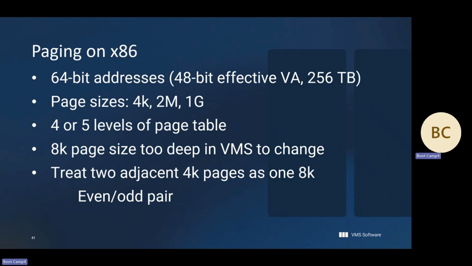Paging on x86 is a 64-bit address, has a bigger effective address. So we have a 256 terabyte virtual address. The hardware page sizes are 4K, 2 megs, and 1 gig. You can have 4 or 5 levels of page table. We thought about that at the time when we were starting. They talked about 5 levels, but they didn't actually provide us a way to do it. I'm not quite sure they do yet, but it's certainly in the architecture.